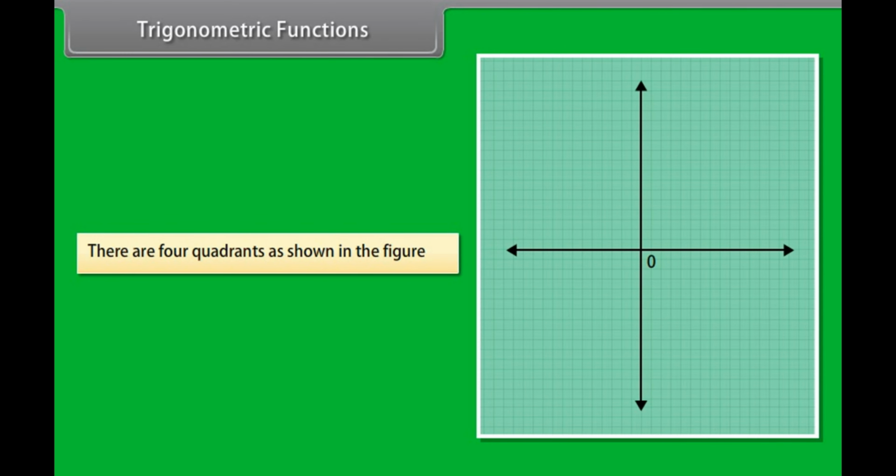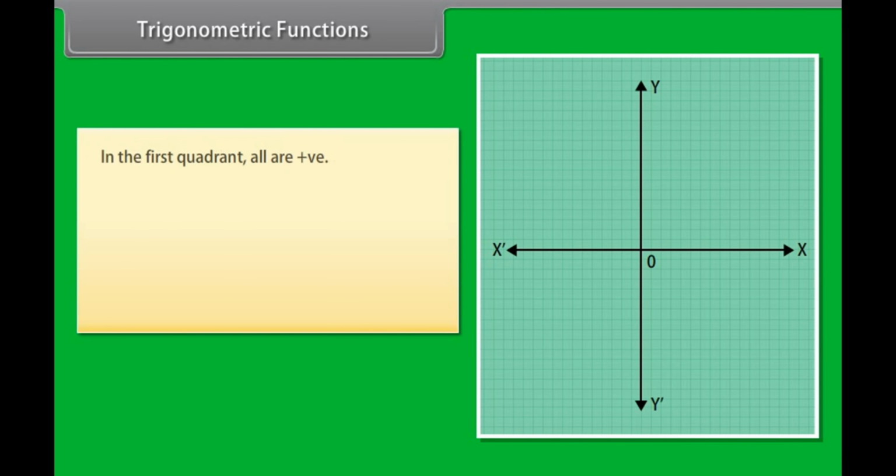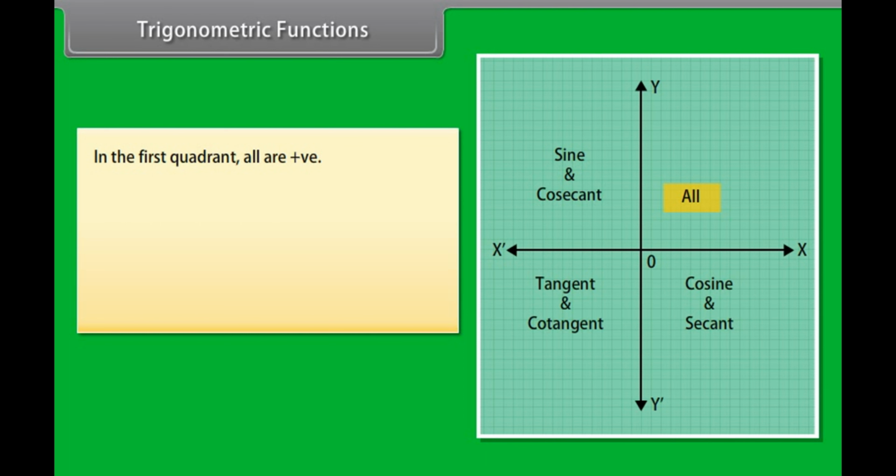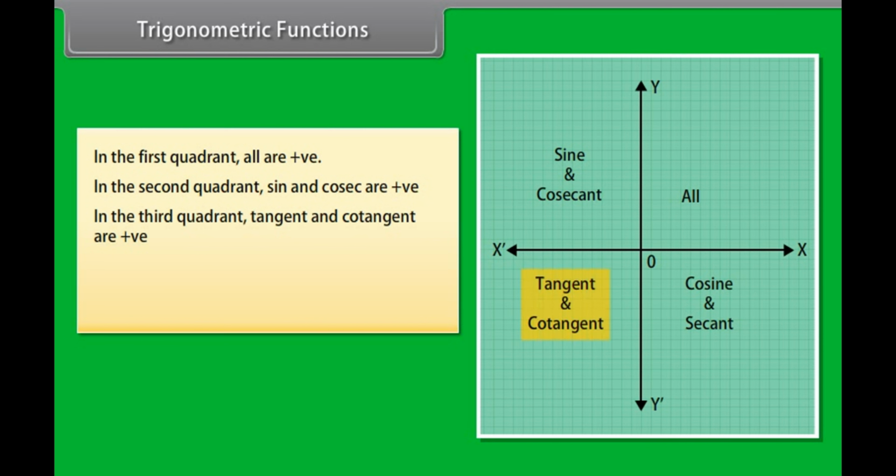Trigonometric functions. There are 4 quadrants as shown in the figure. In the first quadrant, all are positive. In the second quadrant, sine and cosec are positive. In the third quadrant, tangent and cotangent are positive. In the fourth quadrant, cosine and secant are positive.